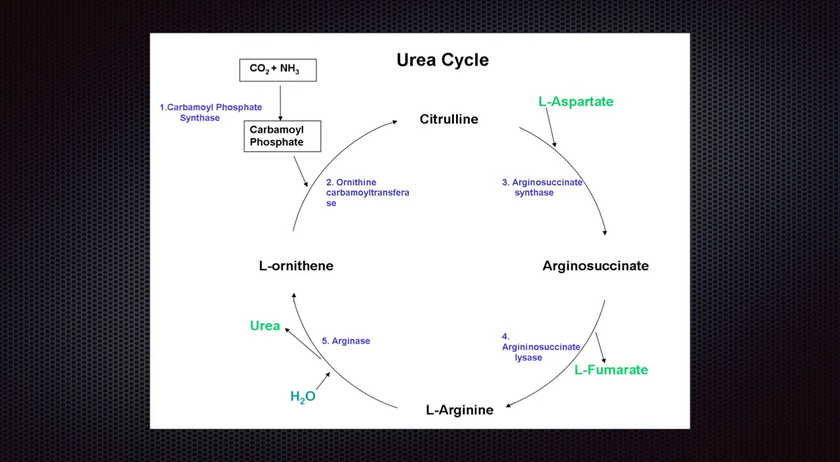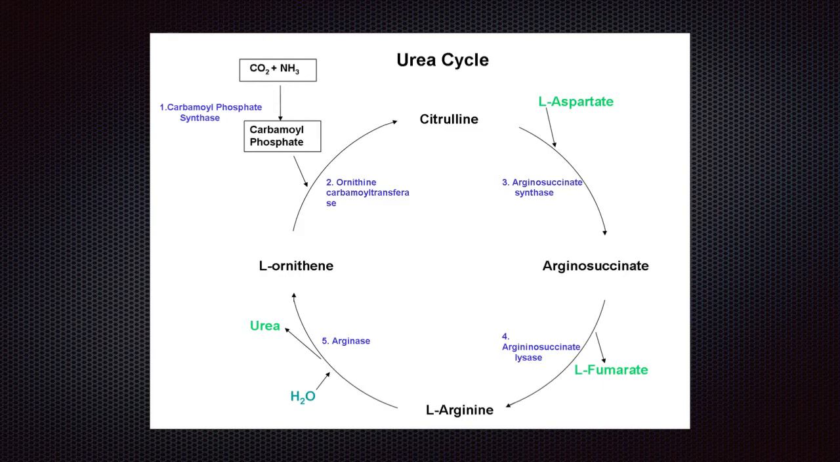Citrulline is then bonded to another alpha amino acid, aspartate, by argininosuccinate synthetase using 1 ATP. This produces the argininosuccinate molecule. This molecule is broken into arginine and fumarate by argininosuccinate lyase. The final step of the cycle consists of the hydrolysis of arginine by arginase 1, producing 1 molecule of urea and 1 molecule of ornithine, which re-enters the mitochondria to be reused.